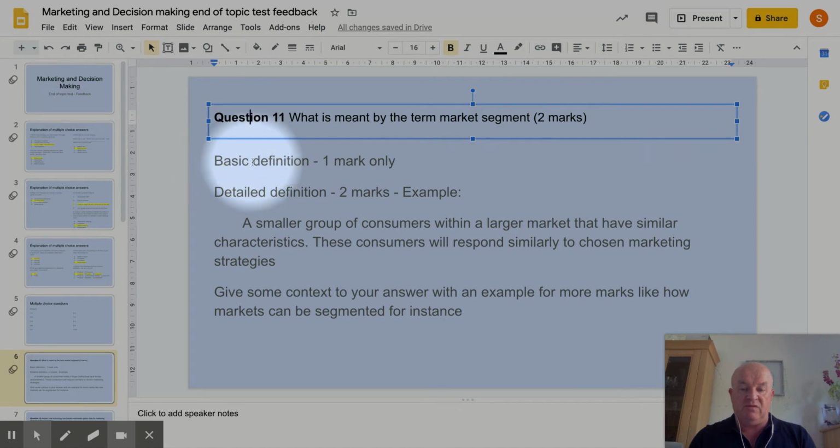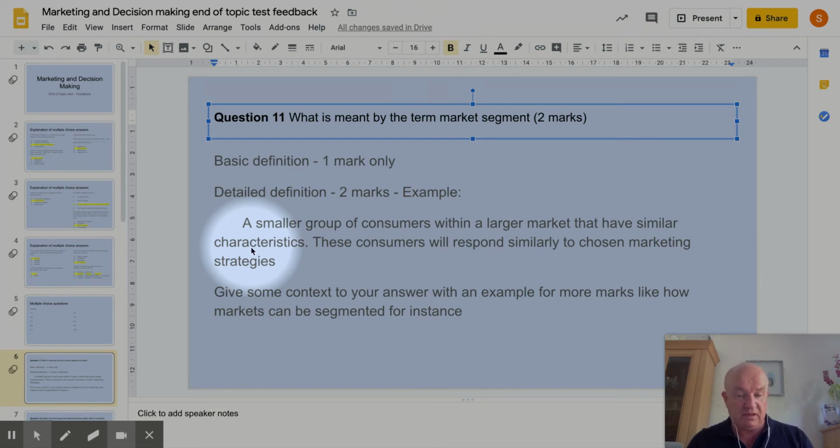Well, if you only give a basic definition of what a market segment is, then clearly you're just going to get 1 mark, whereas the detailed definition will get you 2 marks. So an example would be something along the lines of this included here. Okay, so a small group of consumers within a larger market that have similar characteristics. So that would be almost like a basic definition.